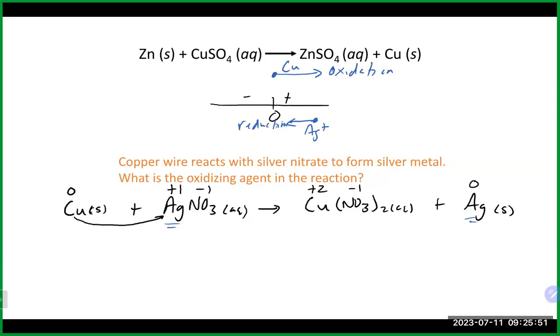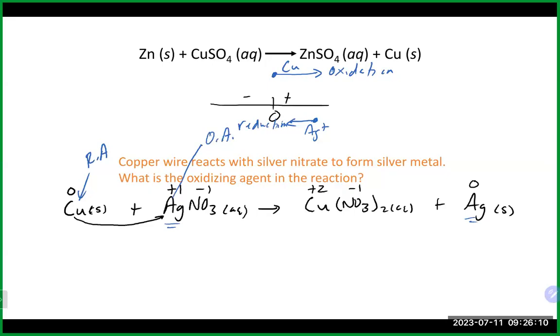That means in this particular case, the copper, which is going through oxidation, is our reducing agent. And our silver in this case, the silver with a +1 charge, is going through reduction, which means it is actually our oxidizing agent in this particular case.